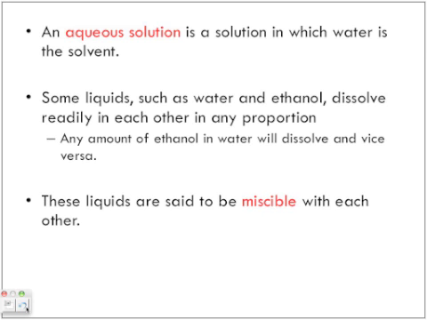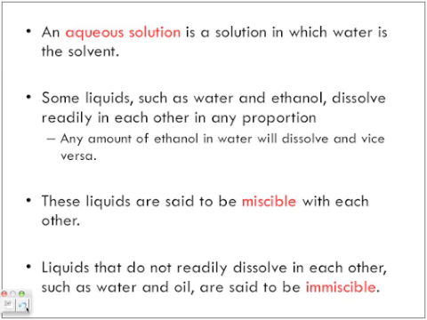Now, any liquids that are said to be miscible with each other means that they can dissolve within one another readily this way. Liquids that cannot be done that way are called immiscible. So these are liquids that do not readily dissolve in each other. Example, most common one, water and oil. They don't mix with one another.